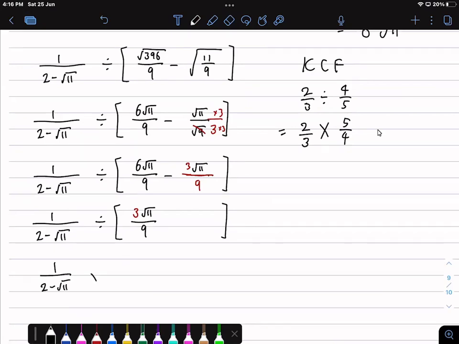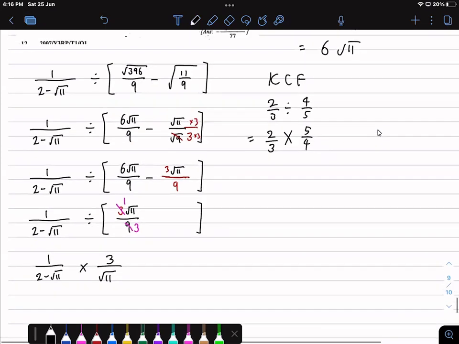Oh, wait, actually the 3 and 9 can cancel off first. Let's just simplify as much as you can before we continue. So it's just square root 11 over 3. Then we flip the fraction, so times 3 over square root 11. Is that okay? Yeah.